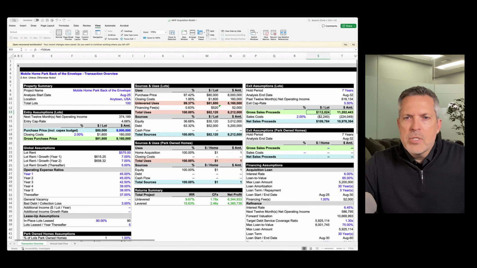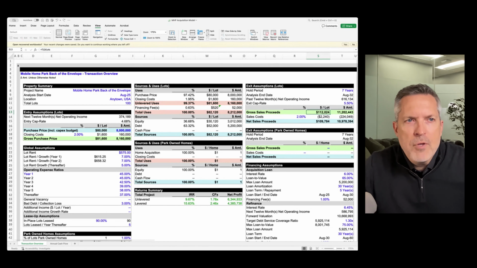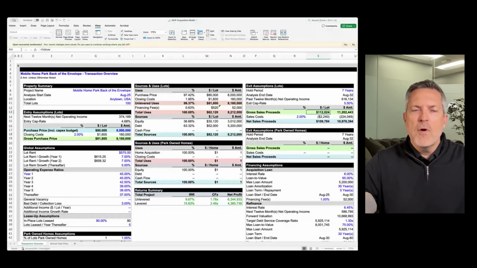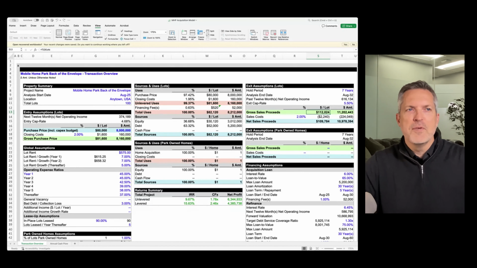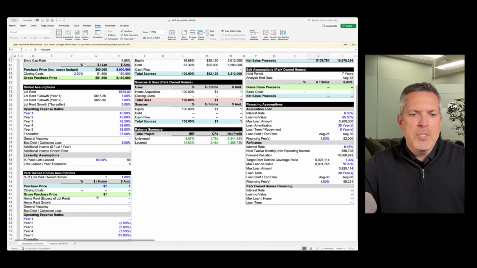All right, this section is for what the park-owned homes, if there are any, are going to sell for. It's getting a little too complicated for this video, but you can play around with those assumptions, including what the park-owned home purchase assumptions are going to be and the growth of those rental rates.